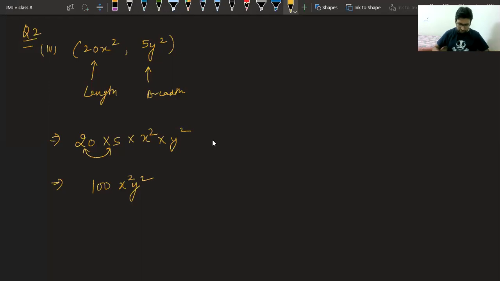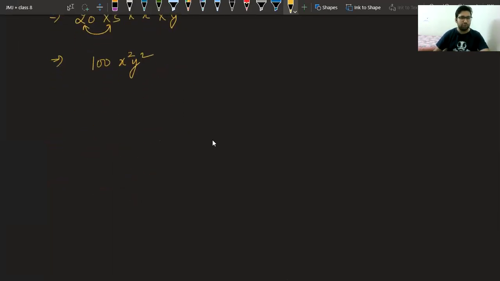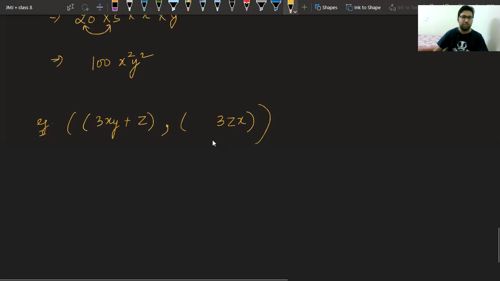These are very easy, no? We have already done difficult cases. These are not up to the mark for that. So let me give you one example from my side. You can try this one. Find the area of the rectangle in which the length is 3xy plus z, and the breadth is 3zx. Now tell me the area of this rectangle in which the length is 3xy plus z and the breadth is 3zx.